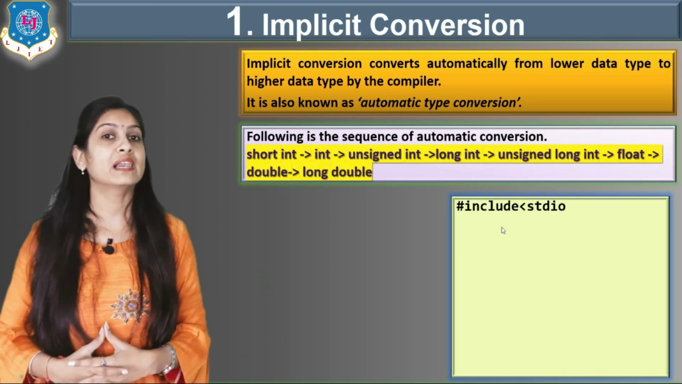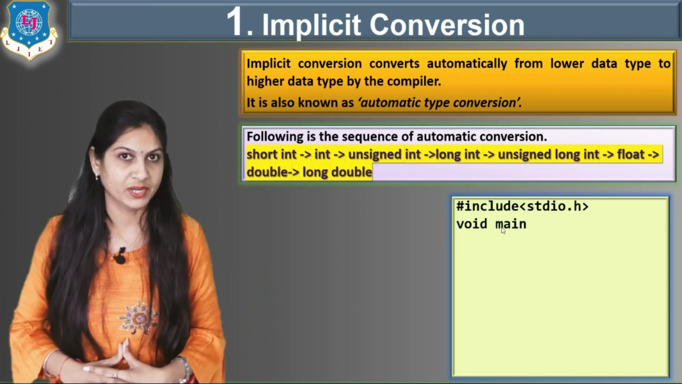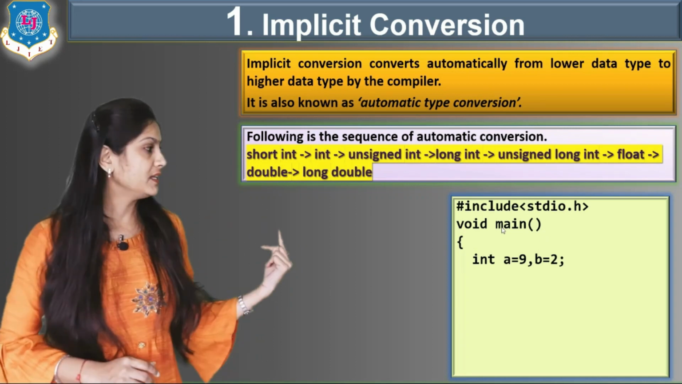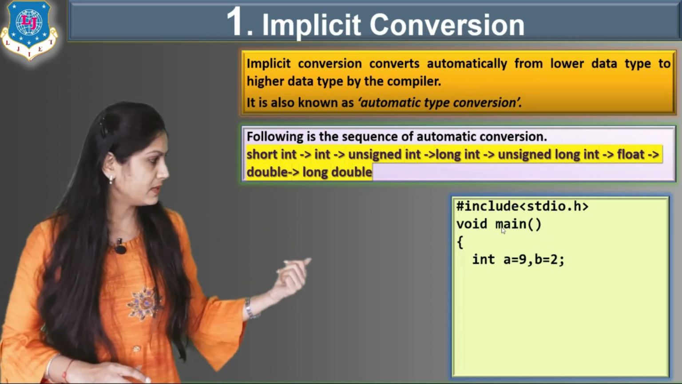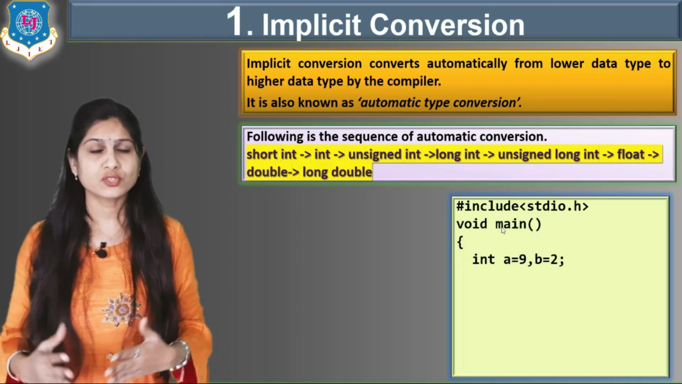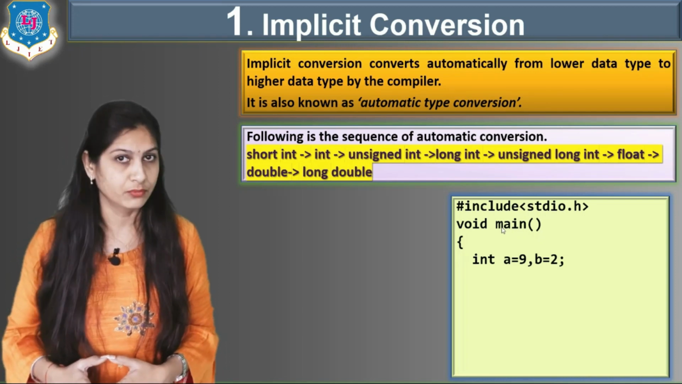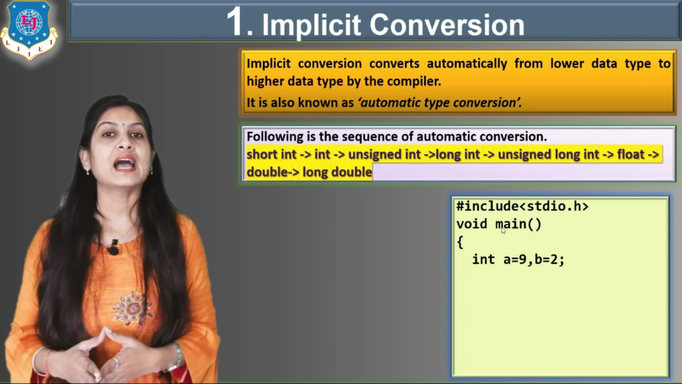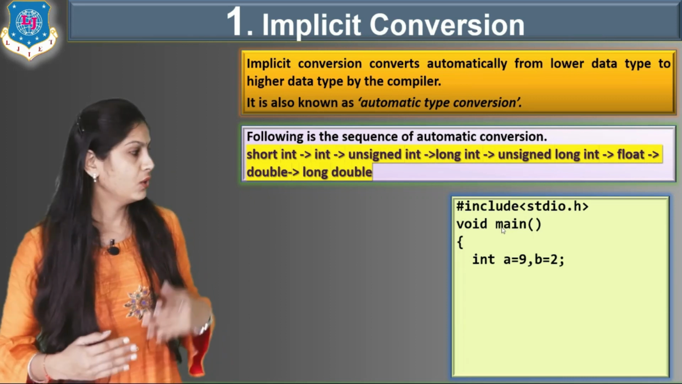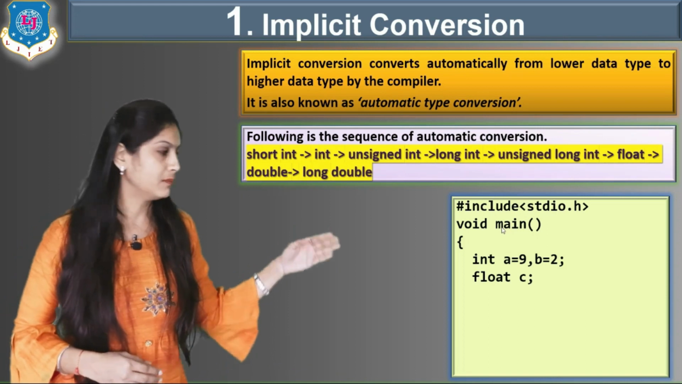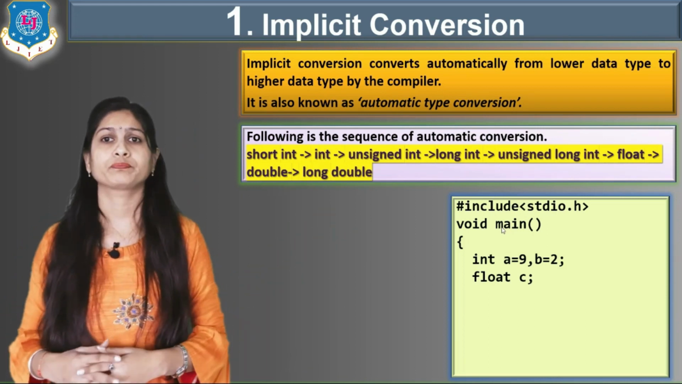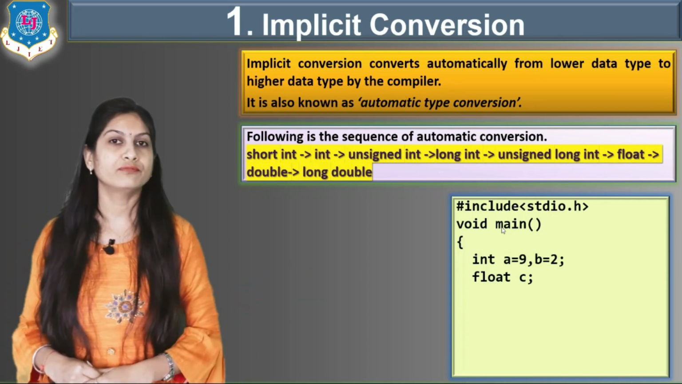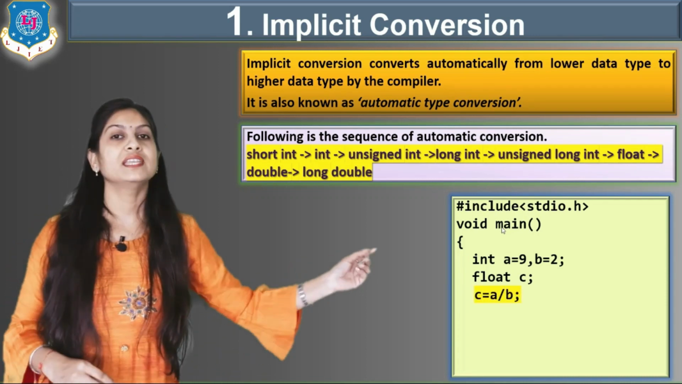Understand with one simple example of division operations. For that, first we are declaring two variables, integer a equals 9 and b equals 2. These two values are nothing but our input, and we want to find the division of it. So obviously the answer is a float value. For that we are declaring a second variable, that is float c. C is nothing but our output, and for that we are writing the formula c equals a divided by b.